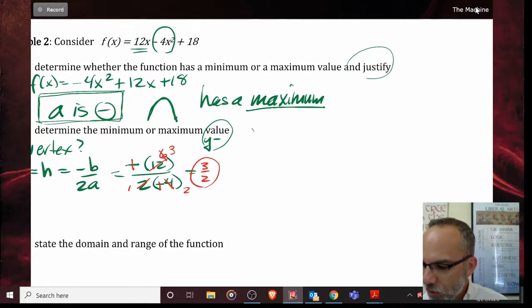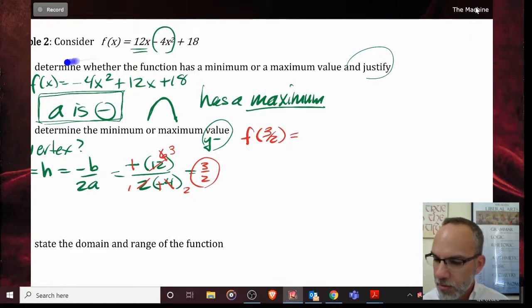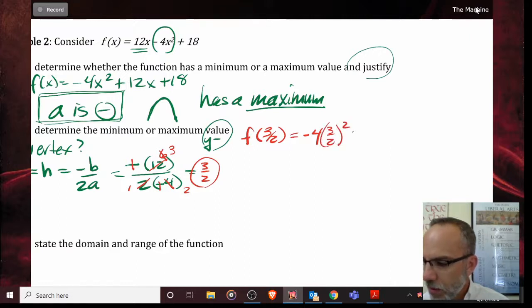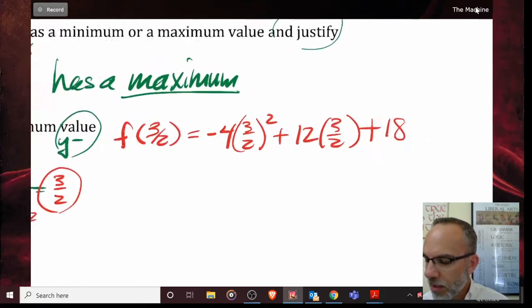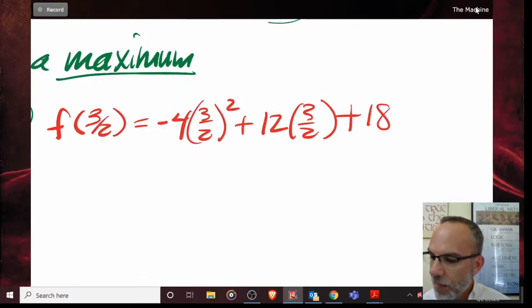So I'm now going to do f of 3/2. I really should use horizontal fraction bars, but I'm curious about time. All right, so I'm going to go back over here to the function now. It's going to be negative 4 times 3/2 squared plus 12 times 3/2 plus 18. Oh boy, I get to deal with fractions. I have to square this one first, correct?